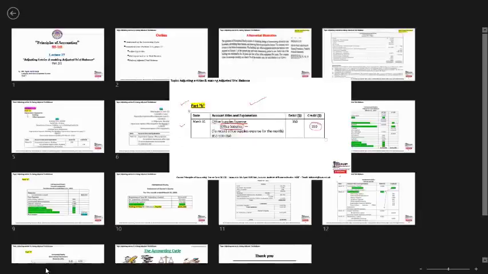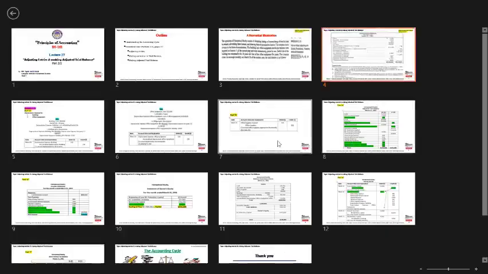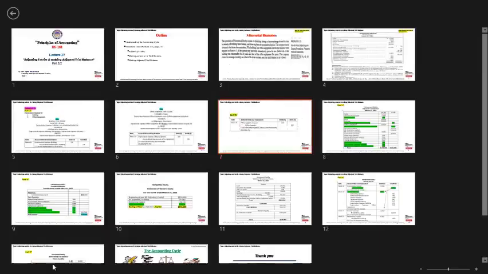Office supply was our asset, and we got a credit value in the adjusting entry against the office supplies. However, in the trial balance in the question, the office supply was having a debit balance, and in the adjusting entry we were having a credit entry against the office supplies. So that basically will require us to subtract the credit entry from the debit entry. That is to subtract this $350 from the balance of the office supplies, which is $850, and then to mention the remaining amount in the adjusted trial balance.